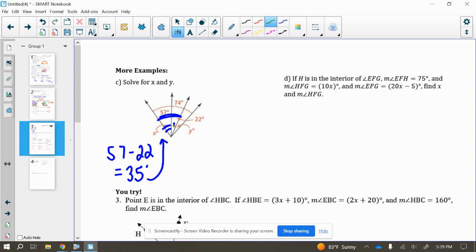And then same kind of idea right here with Y. If our whole angle is 74, and we know this part is 57, we can again subtract 74 minus 57 to get our third remaining little guy, which is going to be 17.